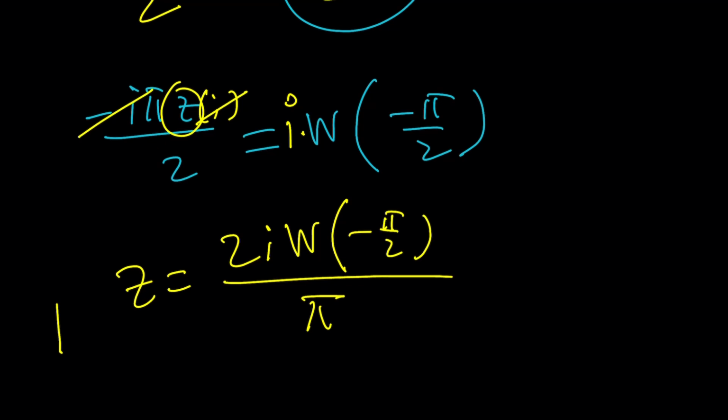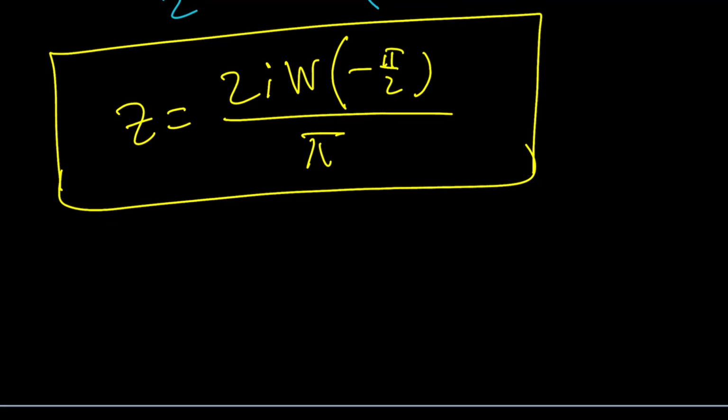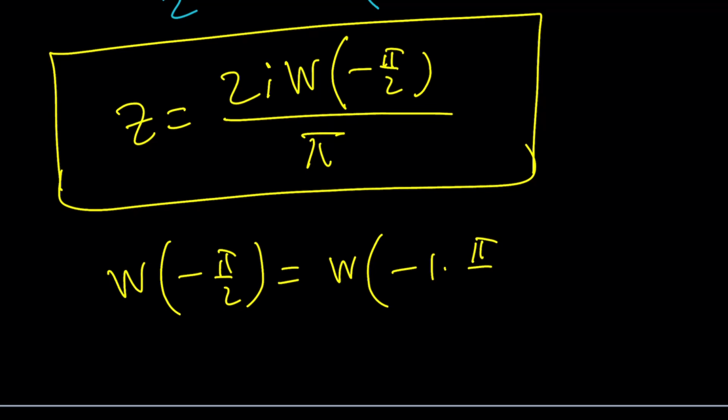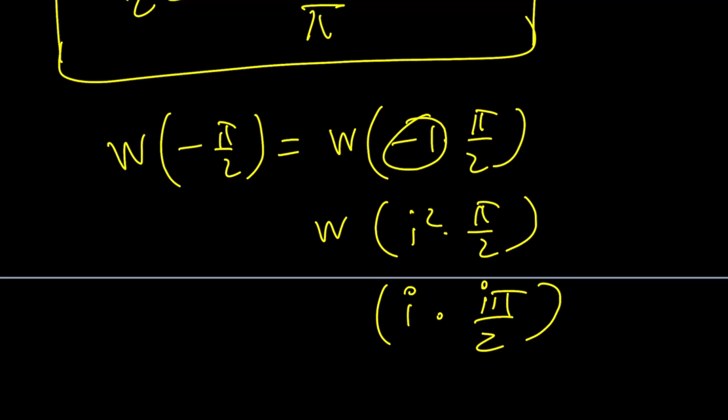So what is the W of -pi over 2? That will be a really good question, right? You could try to manipulate it, like what is W of negative pi over 2? Maybe write it as W of negative 1 times pi over 2, and then replace this with i squared pi over 2, and then you can write this as i times i pi over 2, and you're hopefully going to get your t from here.